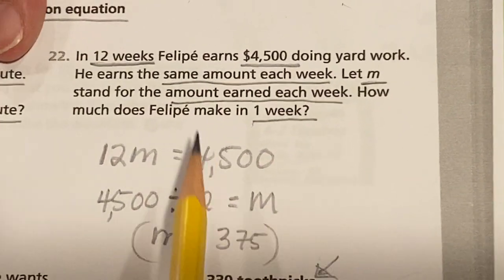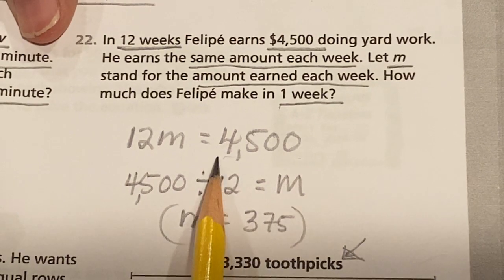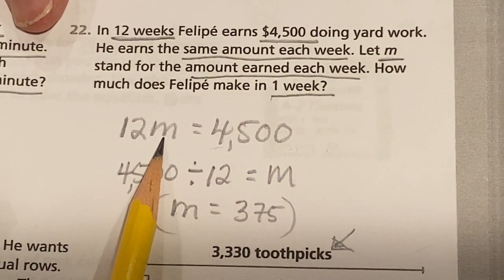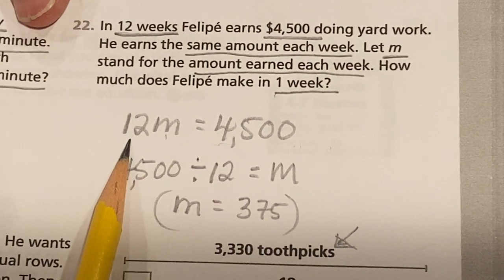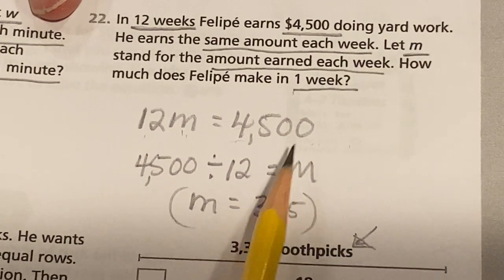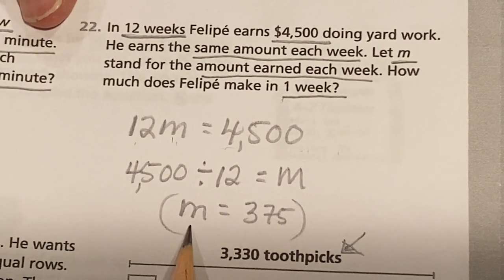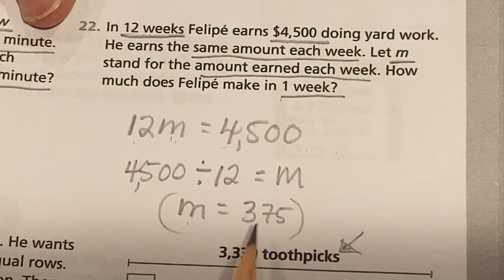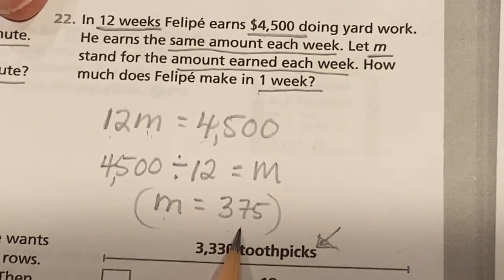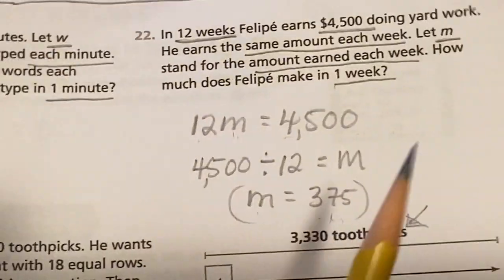Okay, let's take a look over here. So again, we knew how much he earned in 12 weeks. We knew that M stood for 1 week, and there were 12 of them. So I set up 12M equals 4,500, and then M ends up equaling $375. So he's earning $375 each week.